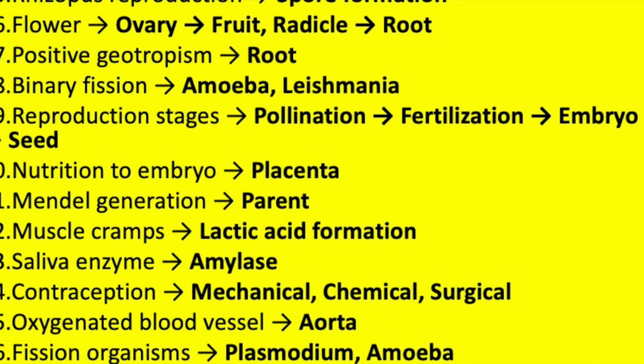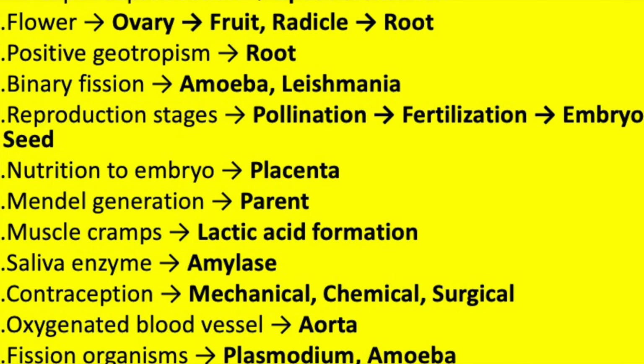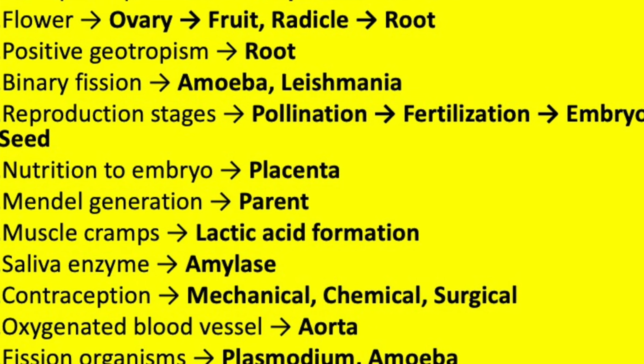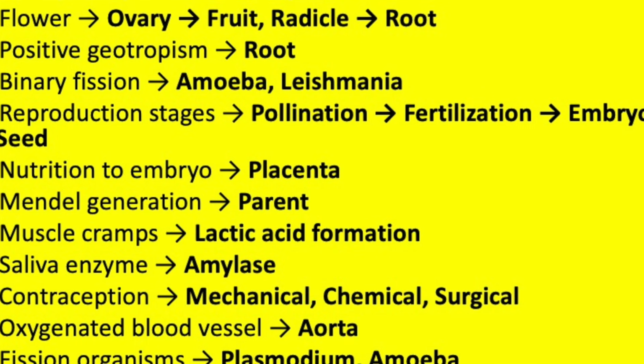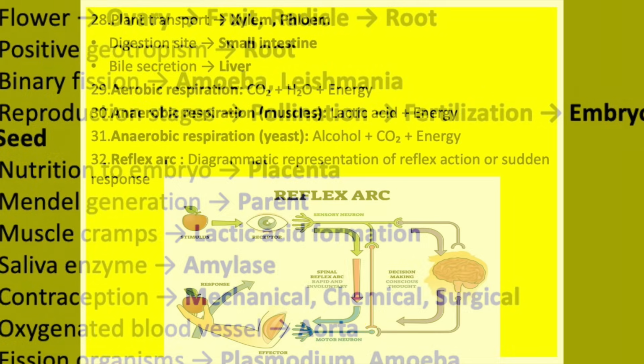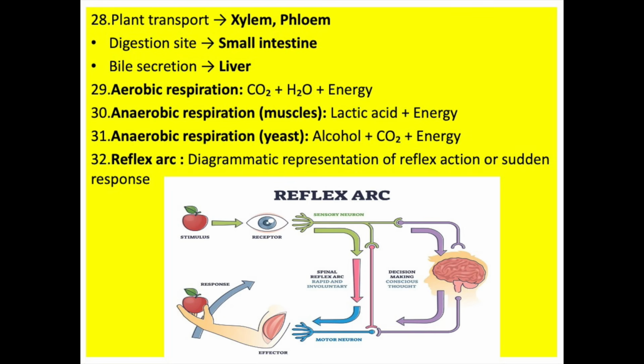And the plant hormone which helps in stem growth is gibberellin and which helps in wilting is abscisic acid. In the plant body, the xylem and phloem are the important tissues that help in transportation. Xylem transports water and phloem transports food.